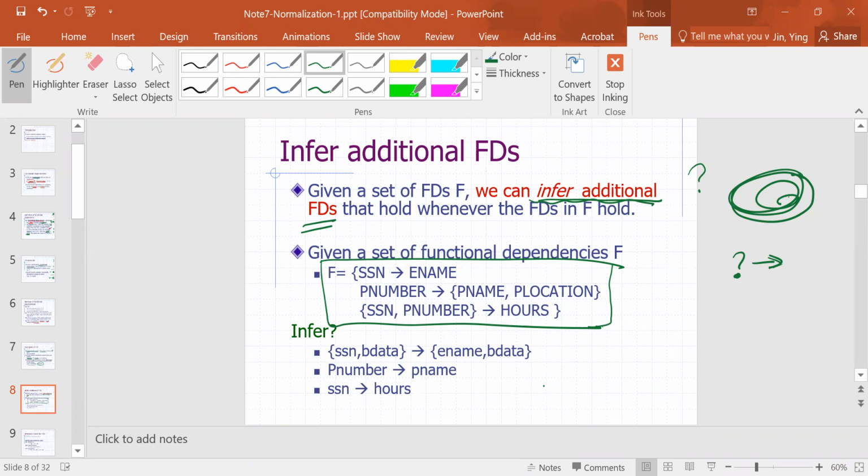And my question here is, is this true? Do we have those functional dependencies? In other words, are ename and bdate functionally dependent on the SSN, bdate combination or not? How do we know whether they are true or not?